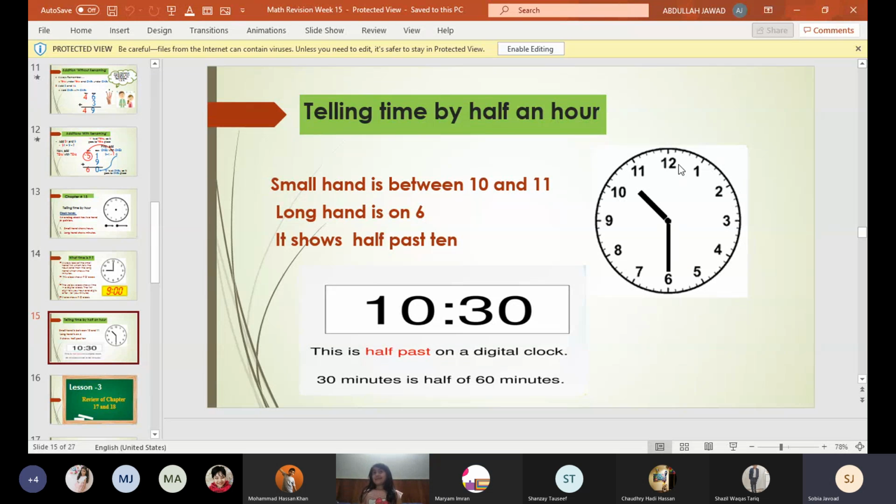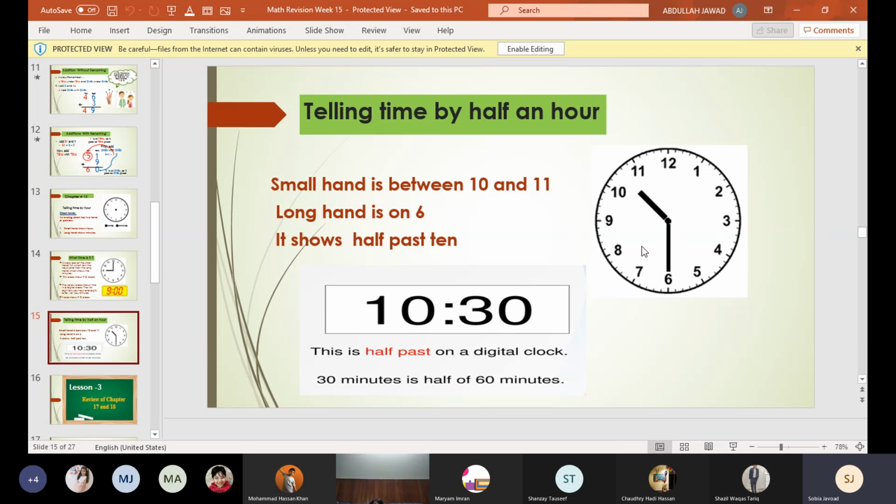Okay, Shazil, if the small hand moves between 12 and 1, then what will the time be? No, listen carefully. If the small hand is between 12 and 1, what will the time be? Half past 12. That's why I'm telling you, listen very carefully.